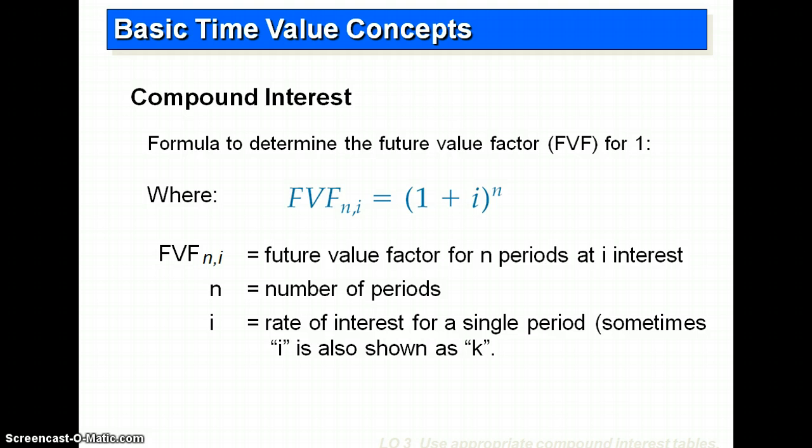Okay, so the basic concept here. The formula in determining the future value, again, is 1 plus i raised to the nth, and I have these listed down here for you to see: n is the number of periods, i is the interest rate for a single period, and some textbooks refer to i as k. So if you're using this for a business math class or a finance class or an accounting class where k is used, what they're talking about is the interest rate.